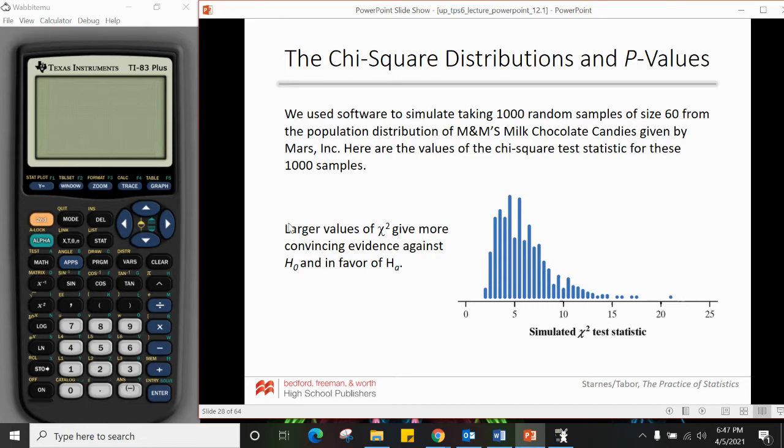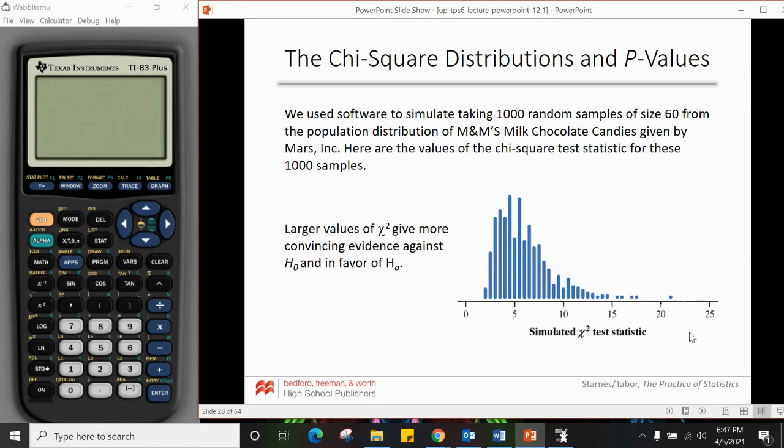So there's this thing that says larger values of chi-squared give more convincing evidence against H0 and in favor of HA. Remember, in a sampling distribution, each dot is one sample. So this is one sample, one sample, one sample, and so forth. Each dot is a sample. Now, what is the dot representing?